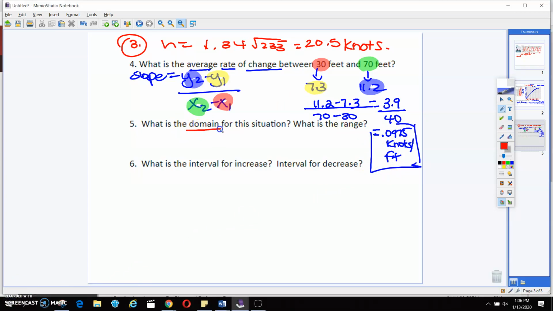So for domain, that's talking about my x values, right? So my x values, what's the smallest length of a boat that you could possibly have? 0. Why do I say 0? Because you can have no boat. Okay. So what about the biggest length?